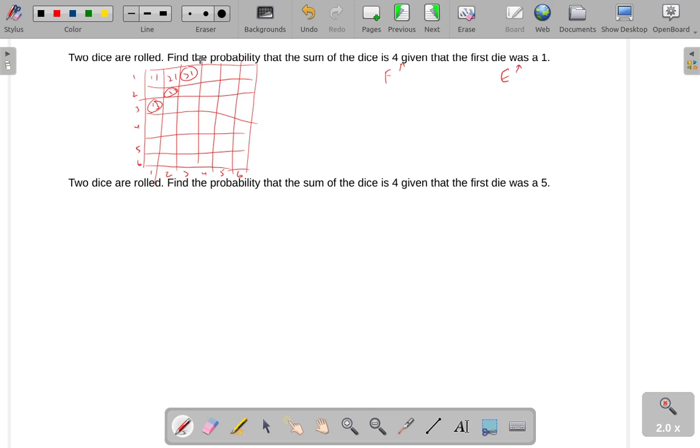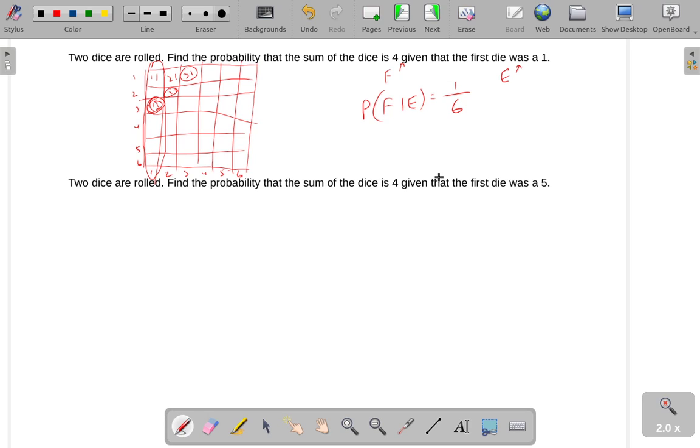There we go. So if I didn't know anything about what the first die came out as, I would have to do 3 out of 36, because there are 3 outcomes where the sum is a 4 out of the 36 total. But I do know something. I do know that the first die was a 1, which means I can restrict myself to just looking at this column. So the probability of F given E here is going to be, well, it looks like there was one outcome where I got a 4 within this column out of the 6 outcomes within that column. So the probability of F given E here is 1 out of 6.